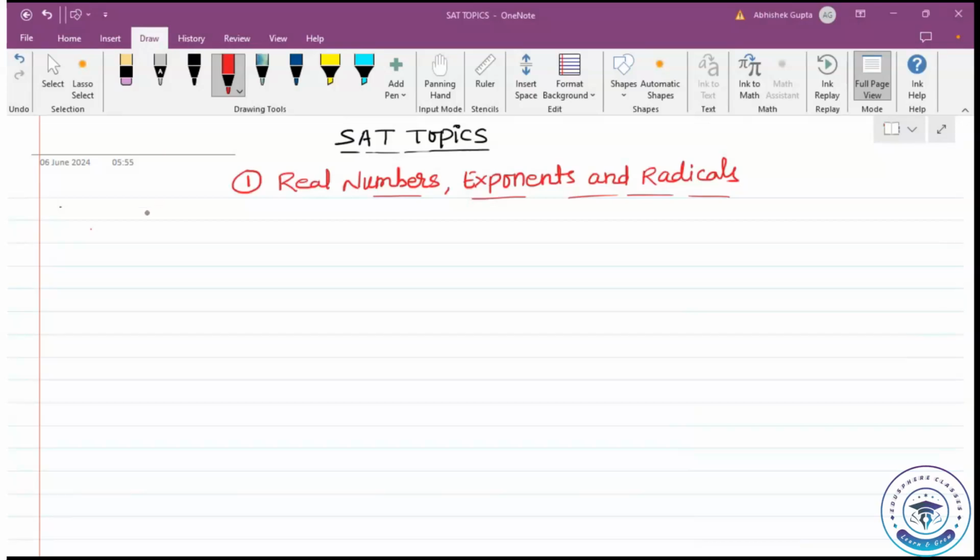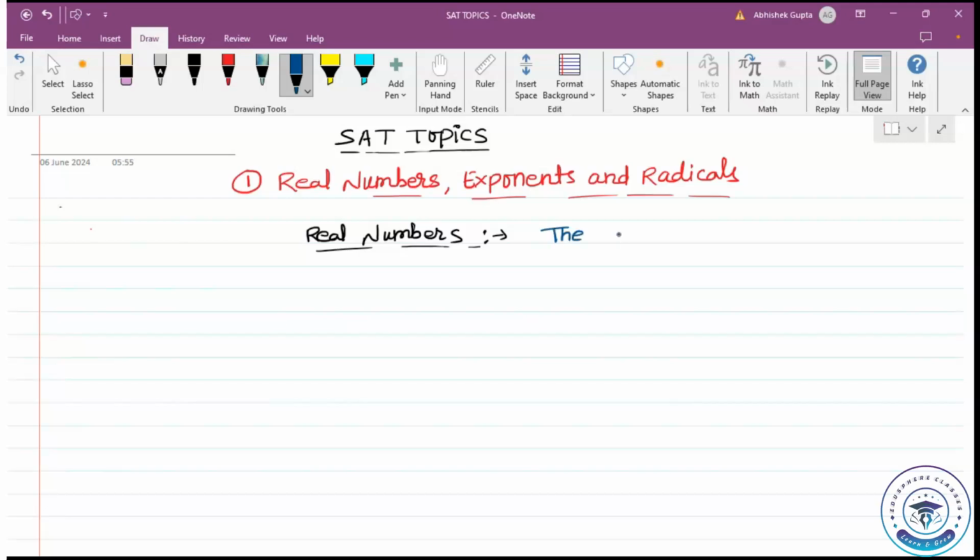Hello all. Today we will start our first SAT topic, that is real numbers, exponents and radicals. So first of all we will see what is a real number. Real numbers, how we can define them. Those numbers which can be located on a number line are called real numbers.